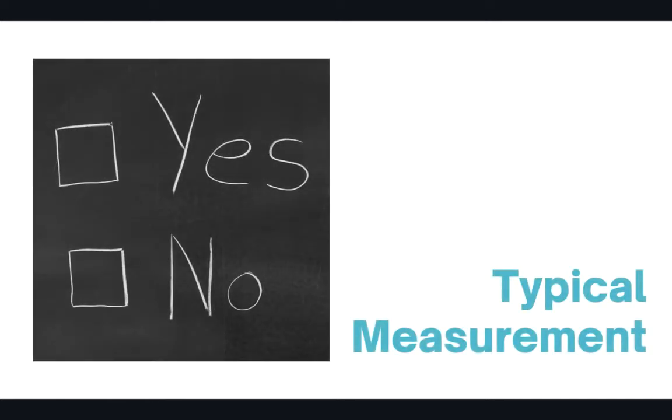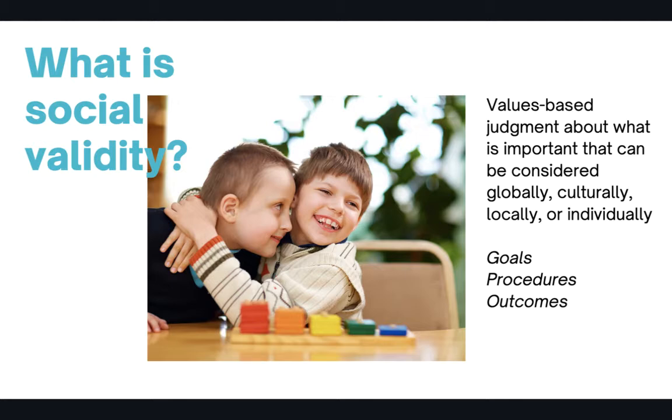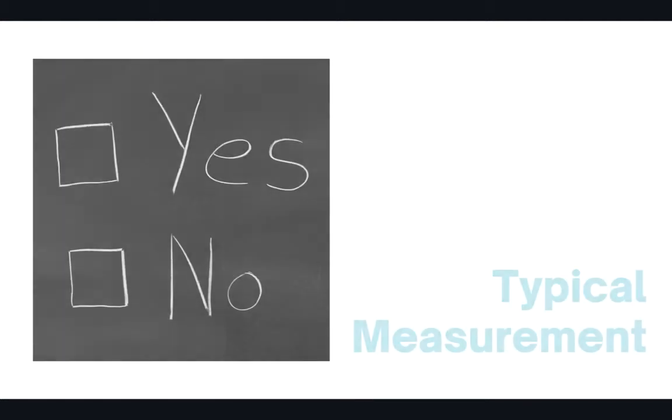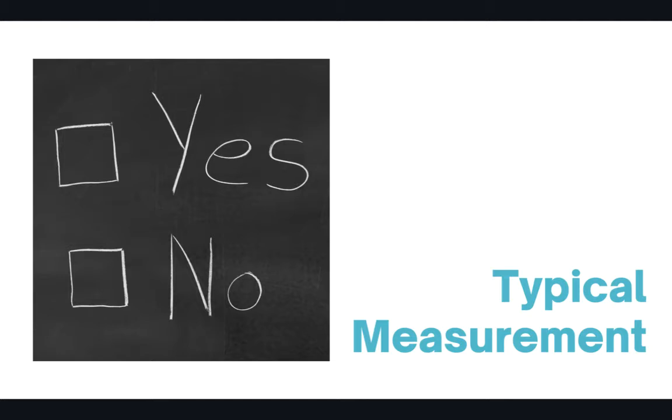So typically we think about goals, procedures, and outcomes when we think about social validity. So do people, either distal or proximal stakeholders, think that the goals that you're setting are important, that the procedures that you're using are acceptable, and that the outcomes that you get are meaningful?